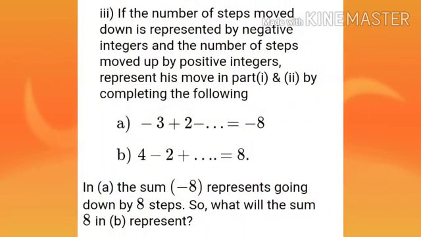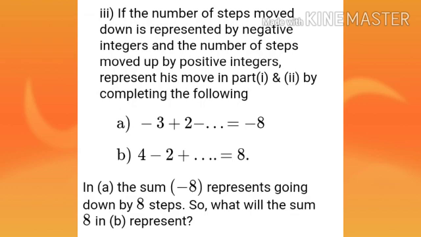Here is the third subdivision. If the number of steps moved down is represented by negative integers and the number of steps moved up by positive integers, represent his moves in part 1 and part 2 by completing the following. From part 1 and part 2, we have to give solutions for the following questions. According to part 1 and part 2, the number of steps moved down is represented by negative integers and the number of steps moved up by positive integers. In subdivision A, the sum of minus 8 represents going down by 8 steps. What will the sum 8 in subdivision B represent?